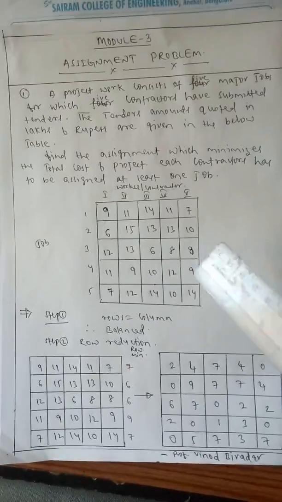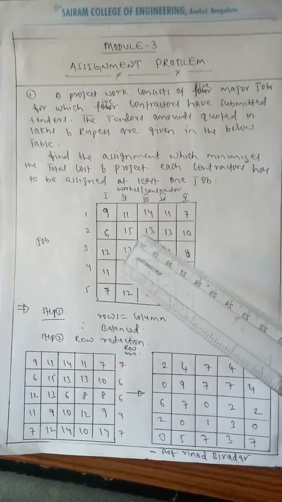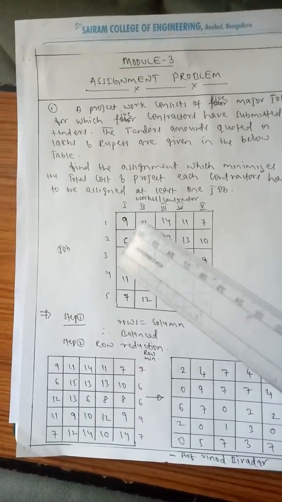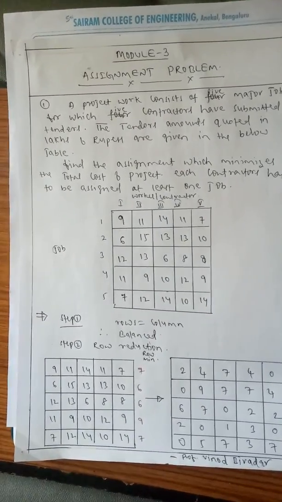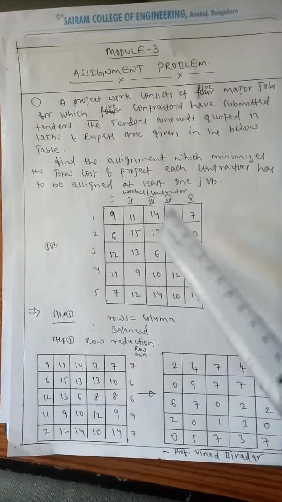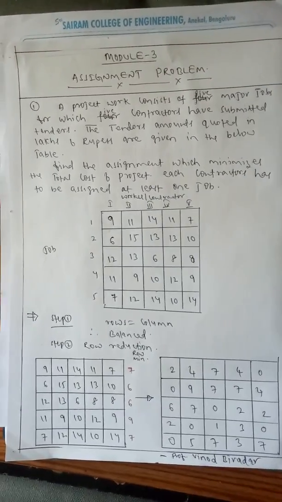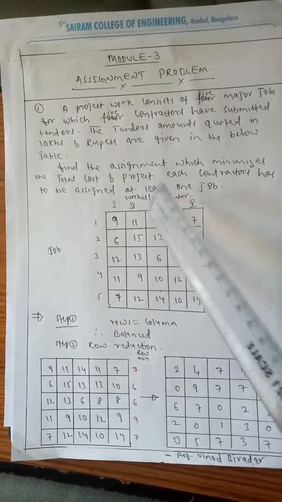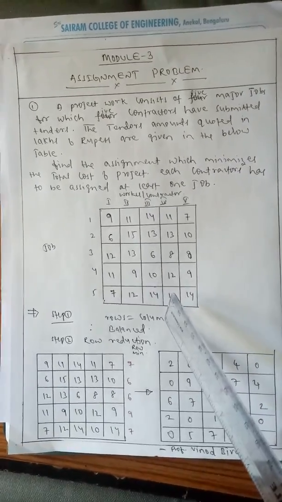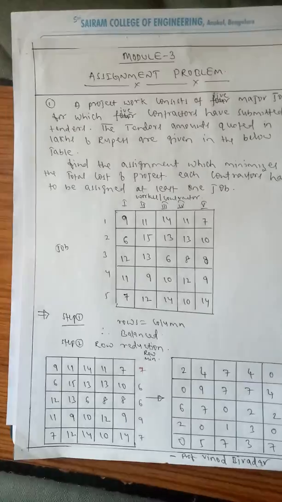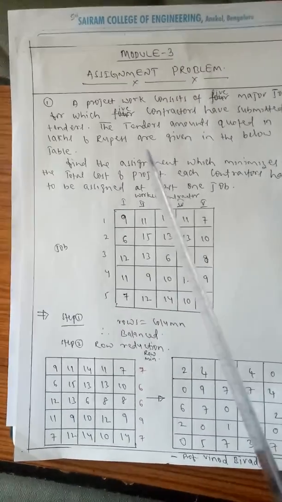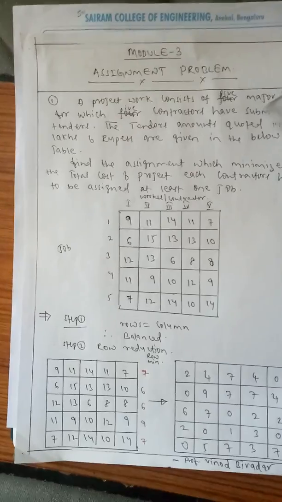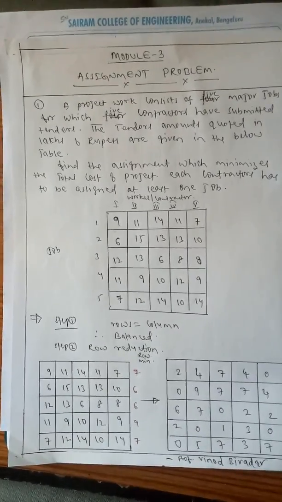So how to solve this type of problem? We will solve it step by step. First step, you have to check whether the given problem is balanced or unbalanced. It is balanced when the number of rows is equal to the number of columns. Here the number of rows is 1 2 3 4 5, and the number of columns is also 1 2 3 4 5. So the number of rows is equal to the number of columns, hence the given problem is balanced. To solve any assignment problem, first check that rows equal columns. If not, you add a dummy column or dummy row to make it balanced. That is the first step.